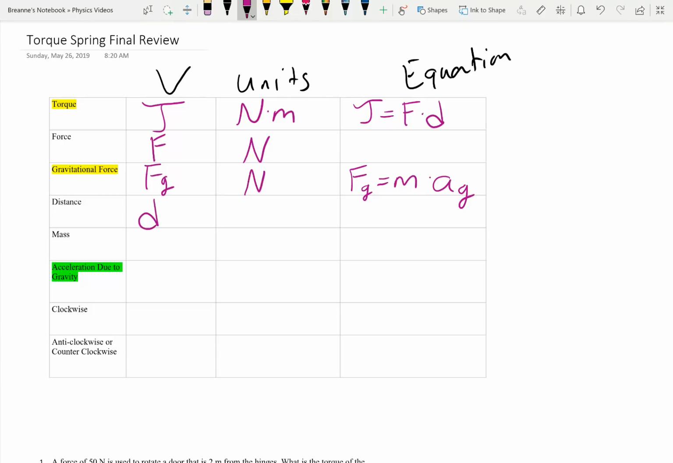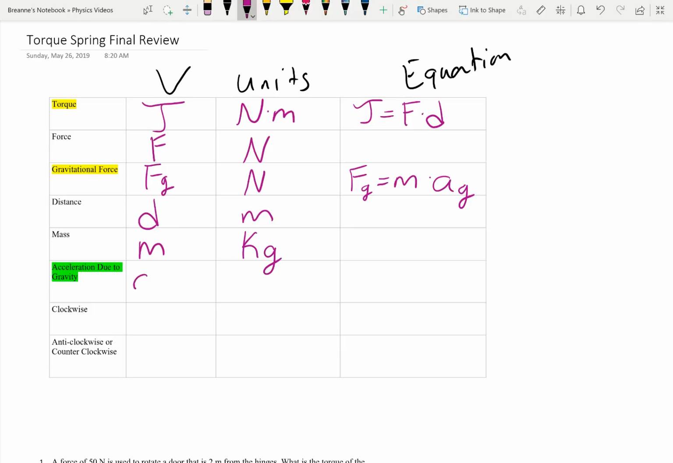Distance is represented with a D, measured in meters. Mass is represented with a lowercase m. Now, this is where you have to understand what's a variable and what's a unit, because m's mean different things. If it's a unit, the m means meters. So if it's behind a number, it means meters. If m is in the equation, it means mass. It's measured in kilograms. Now, if you see anything other than kilograms, you have to convert.